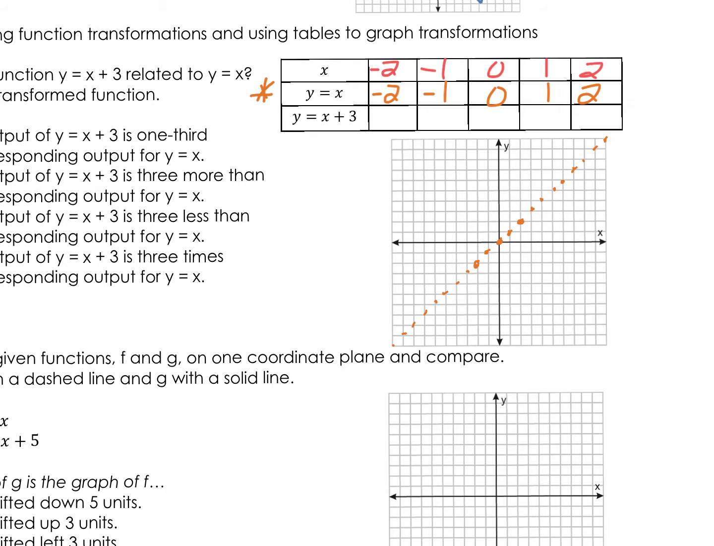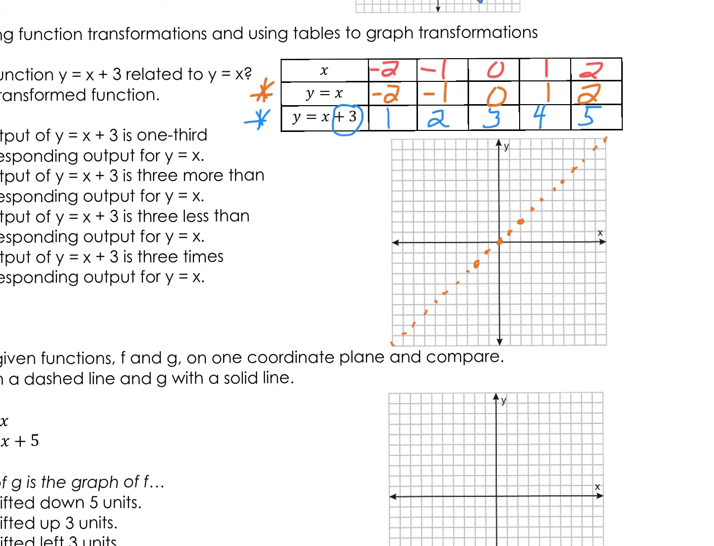Okay, and so I'm going to leave the parent graph in a dotted format like this because what I really want to look at is the translated graph. So I'm going to put the translated graph here. You can see the only thing that's different is we have added 3 to the x value. So if I take every x value here and add 3 to it, -2 plus 3 is +1, so that's my new y. -1 plus 3 is +2. 0 plus 3 is 3. 1 plus 3 is 4. And 2 plus 3 is 5.